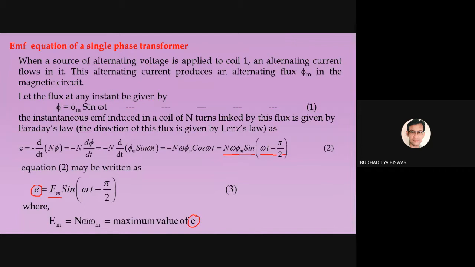Because this generated voltage is also AC, and AC has a maximum value. So this is the maximum value Em, which is N omega phi m. What is N? N is the number of turns. What is phi m? This is not omega m, this is the phi m. Phi m is the maximum flux, and omega means the angular frequency.